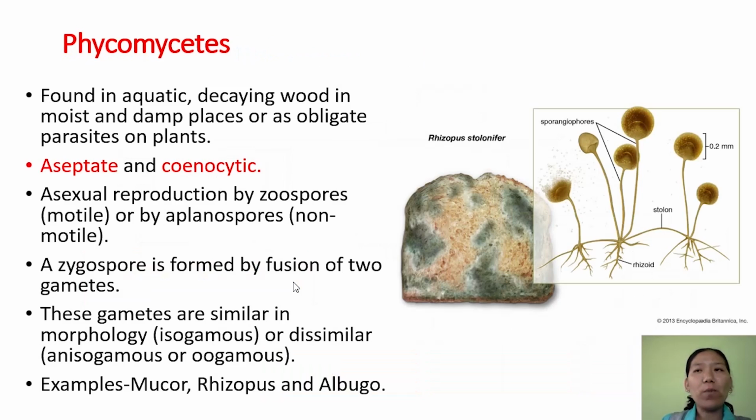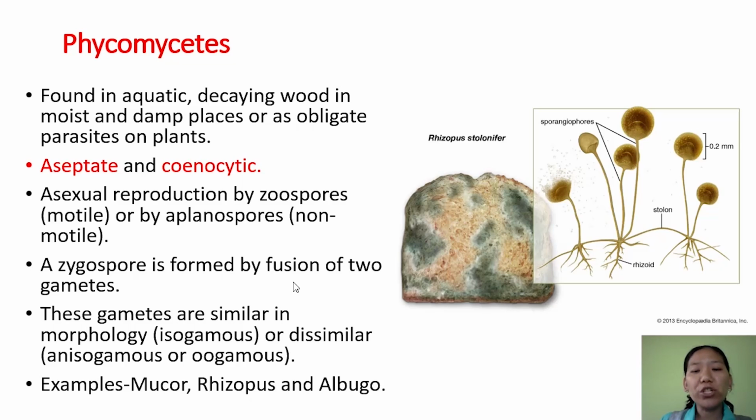First, phycomycetes. The common example is bread mold. You must have observed the bread mold on your bread. This group of fungi is usually found in water. They are also found in decaying wood and moist, damp areas, and some of them are also obligate parasites. Looking at the mycelium, they are aseptate and coenocytic. Asexual reproduction takes place by zoospore formation or by aplanospore formation.